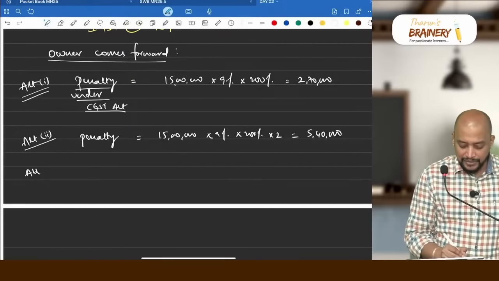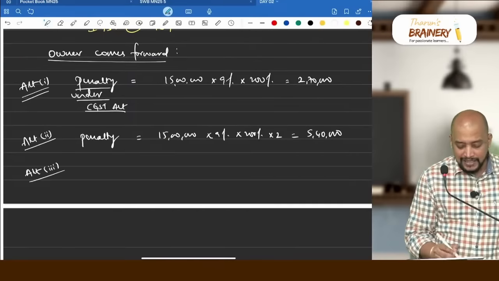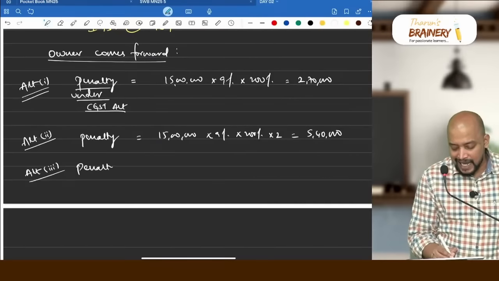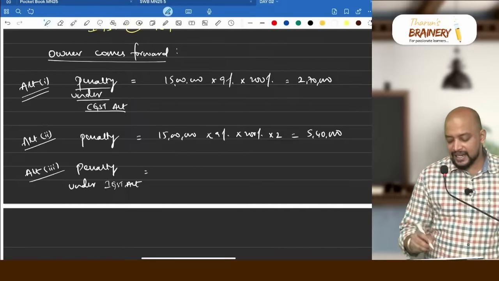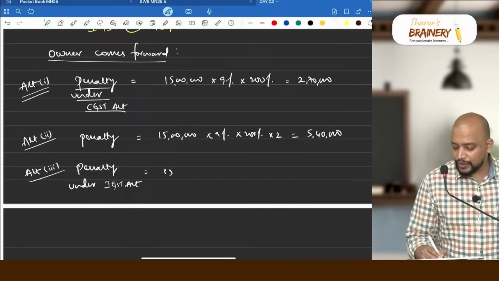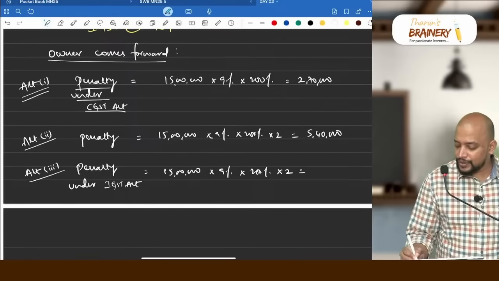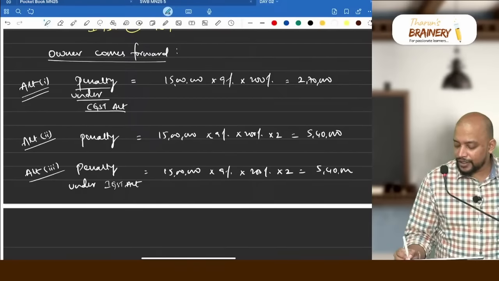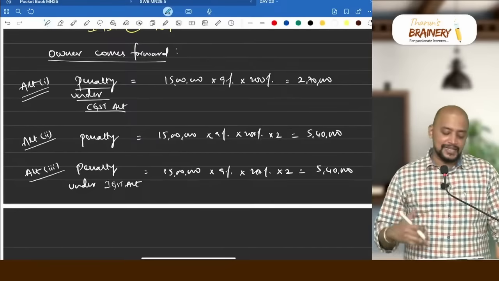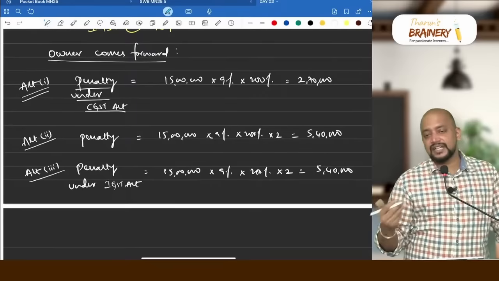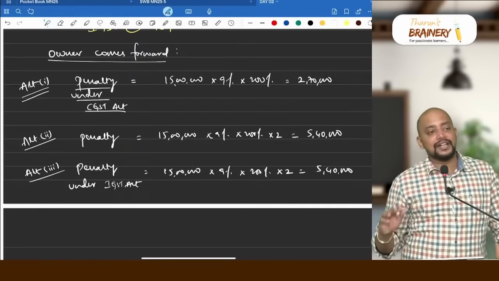Or alternative 3, they may also ask penalty under IGST Act. Suppose they are asking penalty under IGST Act, same story, that is 15 lakhs into 9% into 200% into 2, that will be 5,40,000. So this is how, any of these three ways they can ask. Accordingly you need to modify the answer.